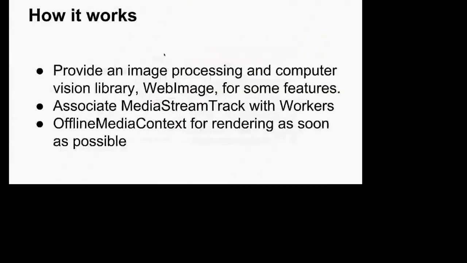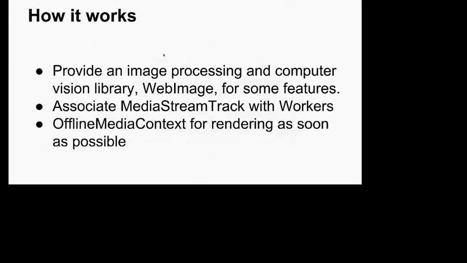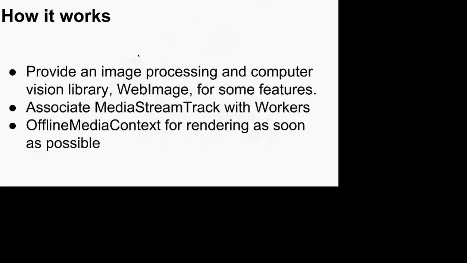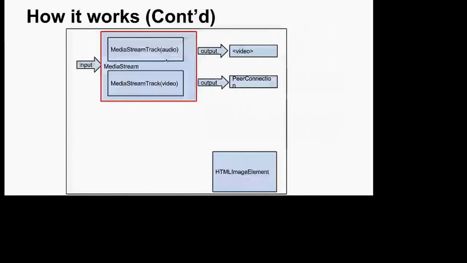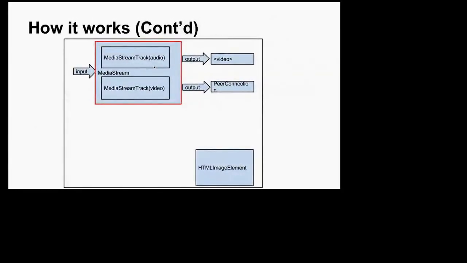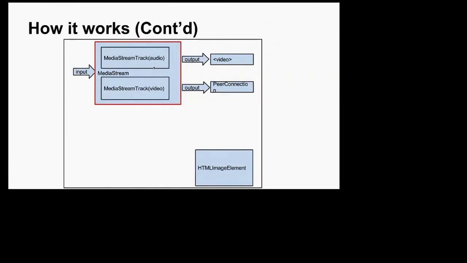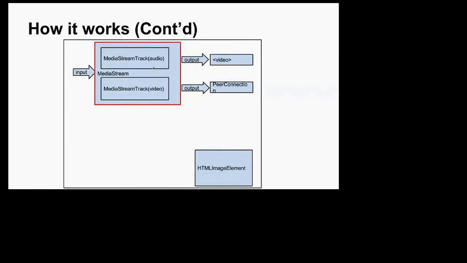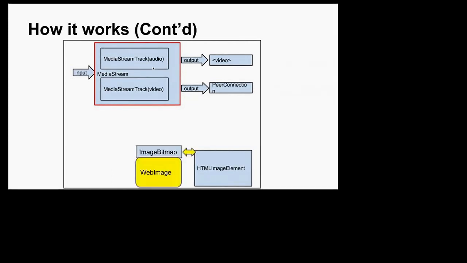So by providing a media stream track with web workers and providing a web image library and offline media context, we can cover most of the cases of image processing. The blue part is the original web API. The top of the diagram is for video, media stream API, and the right bottom is the HTML image element. We will have a new library, web image. I will explain it later.